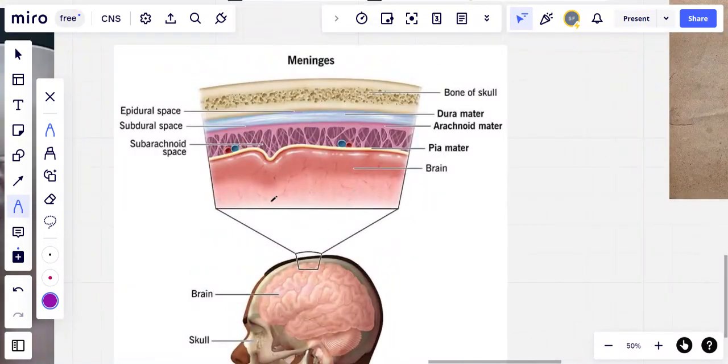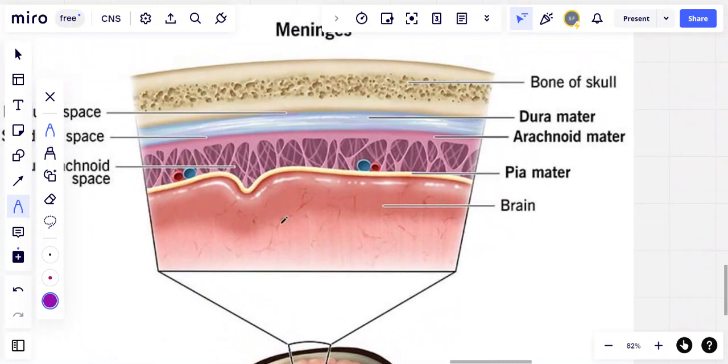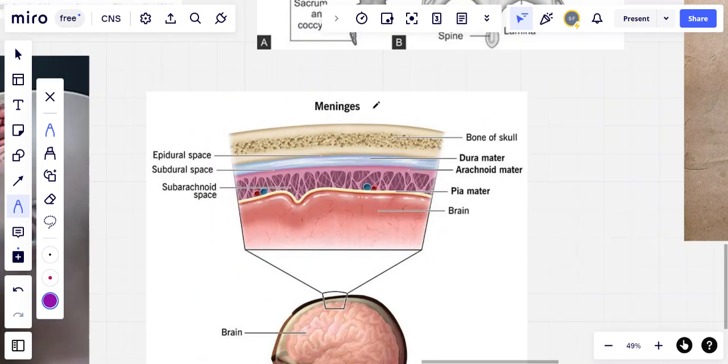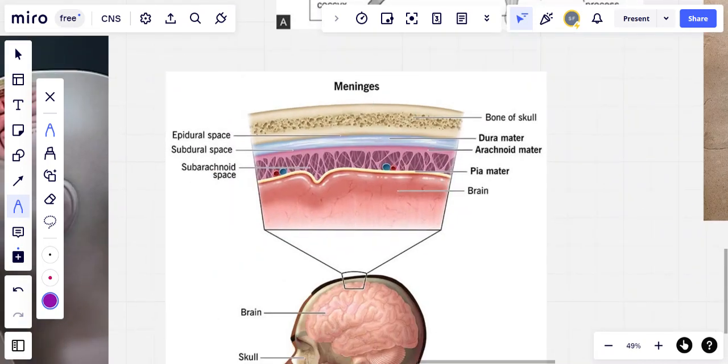Meninges, three layers. So three protective layers, and this goes throughout your brain as well as your spinal cord, right? Because we're talking about the protection of CNS, not just brain. Then this is brain. Then innermost will be pia mater. Then you have arachnoid mater. Then you have dura mater. Pia is innermost protection. Then you have the bone of the skull, right? So we are done with meninges.